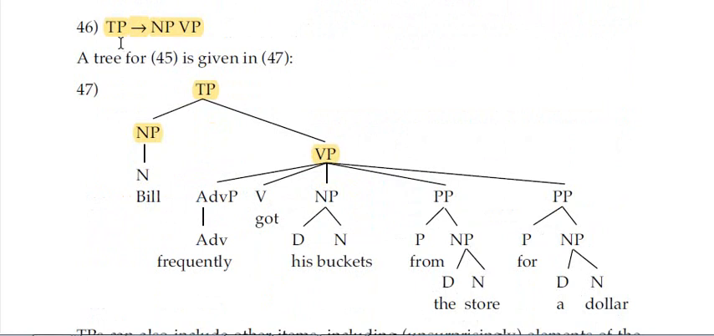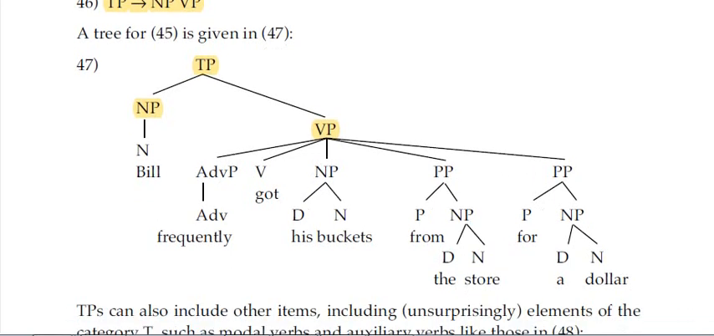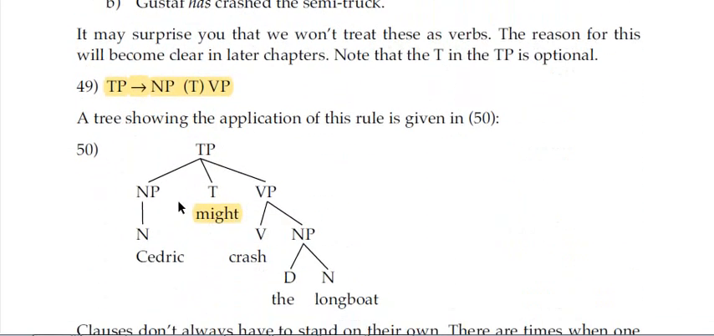Yeah, so the rules: TP consists of noun phrase and verb phrase. So Bill is the subject, noun phrase, and then the verb phrase is quite long. Yeah, okay, consists of adverb or adverbial phrase, and then verb, noun phrase, and then prepositional phrase and prepositional phrase again. And so we may also have these rules. TP consists of noun phrase and tense and verb phrase if we have modal auxiliary. So like Cedric might crash the long boat.